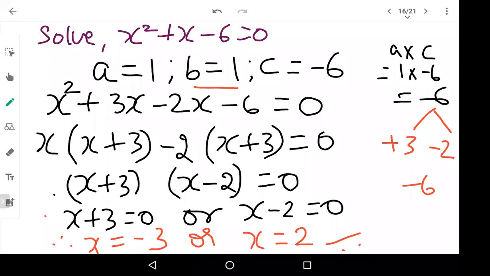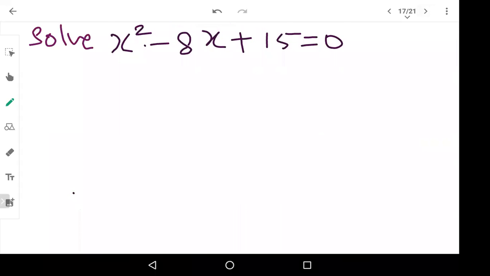Anybody has any doubt in such problems? But never forget to multiply A into C. Not every time will you have 1 as the number; you will have many other numbers also. Okay, now let's go to the next problem. Now will you try this problem? Give it a try and we will solve it again, but you first give it a try.